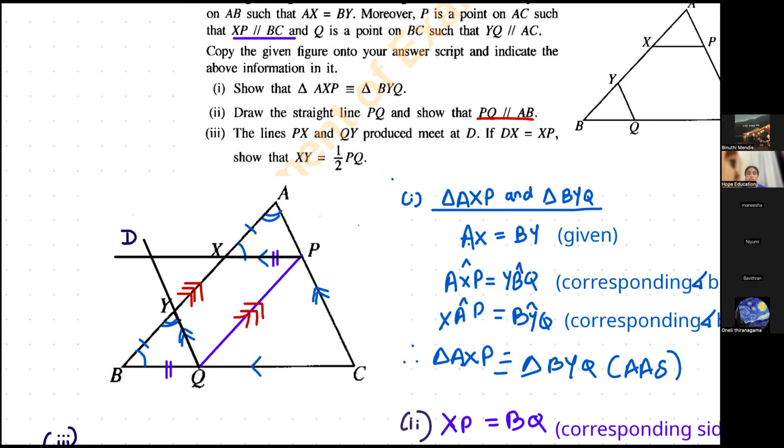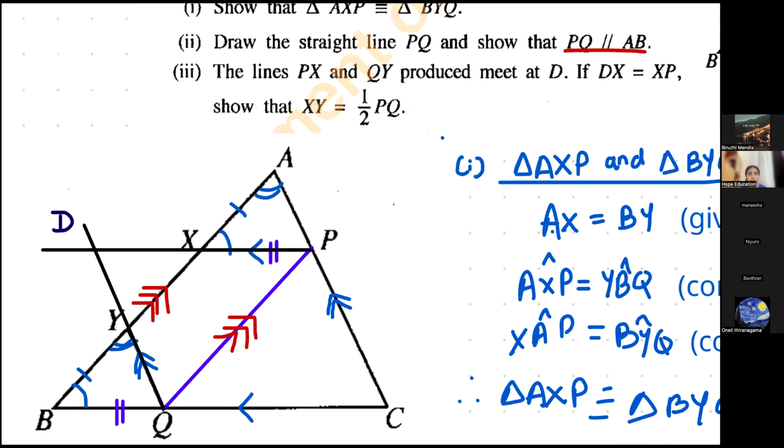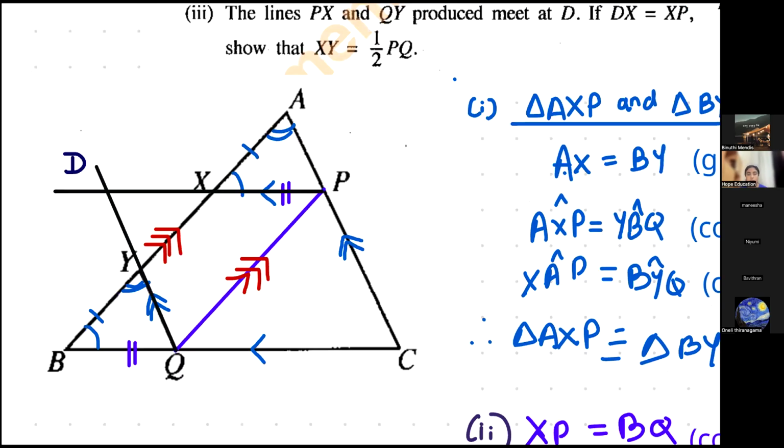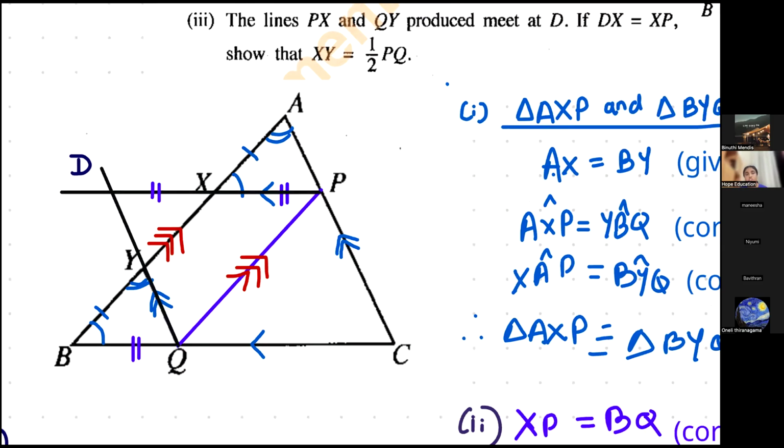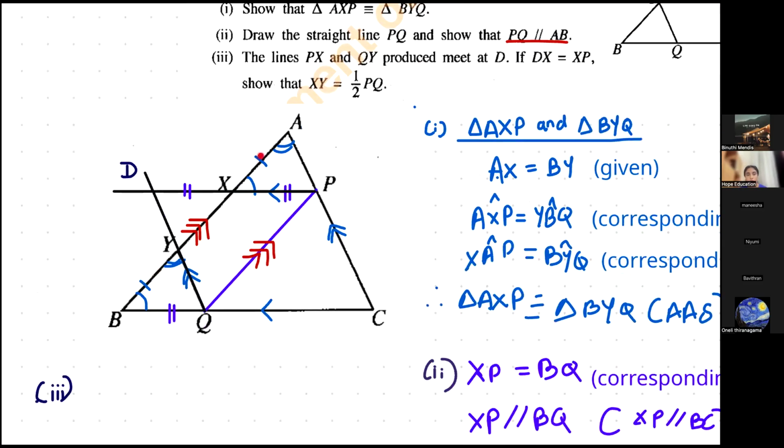If DX equals XP, okay, DX equals XP. Now children, can you see that I have marked XP with double lines? Then I will mark DX with double lines too, because DX is equal to XP. Show that, what do we need to show? XY is half the length of PQ. When you see that, you should realize this is kind of like the midpoint theorem, no?